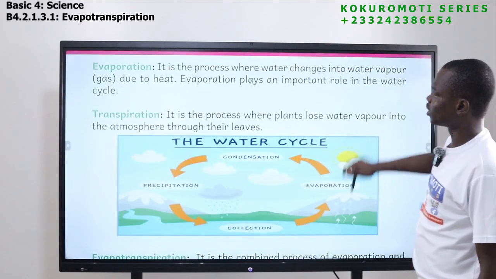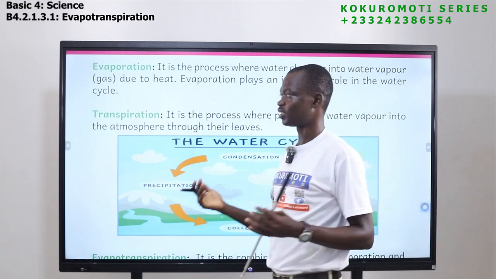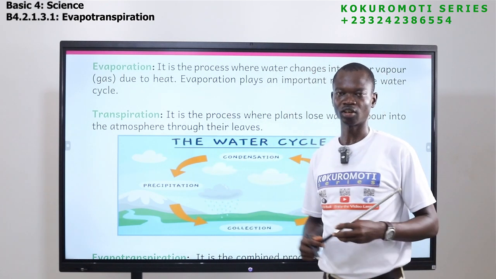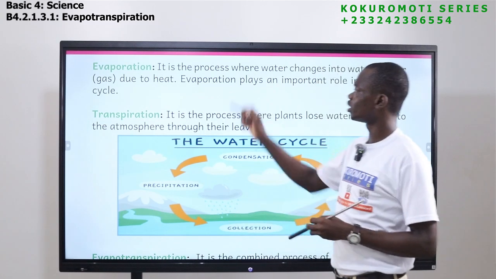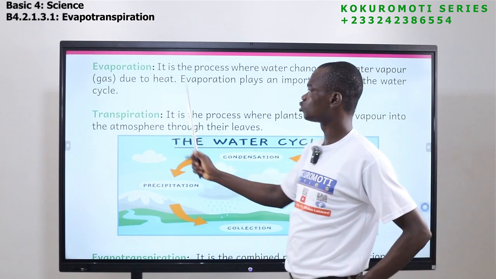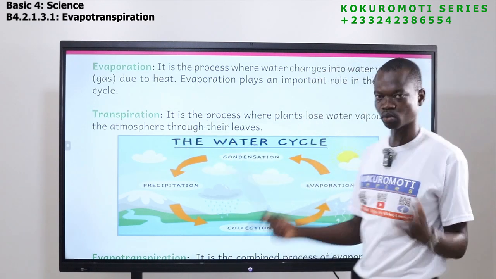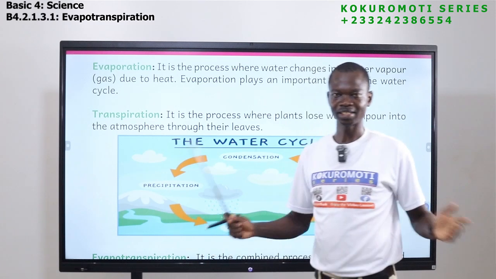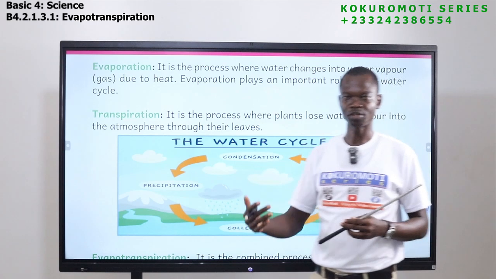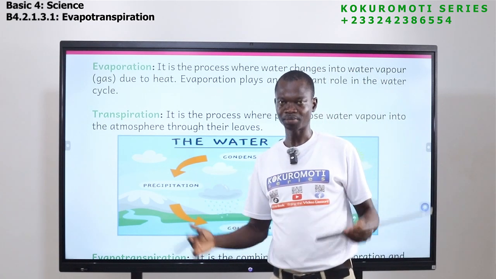The next one that you should know is evaporation. As for evaporation, I don't need to explain it because I've explained it to you. Evaporation is one of the processes that we have in the water cycle. It is the process where water changes into water vapor or gas due to heat. Evaporation plays an important role in the water cycle. We have seen what evaporation is, where water bodies turn into water vapor and go into the atmosphere. They can only turn into water vapor when there is heat. So without heat, evaporation will not take place.